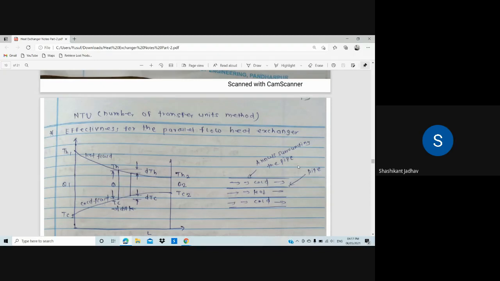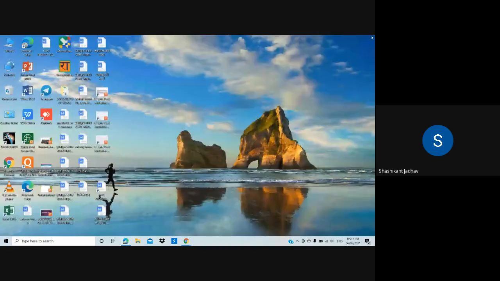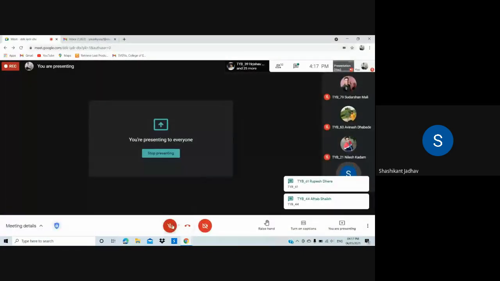So this derivation we have to take in tomorrow's lecture. We have to stop here. All of you put your roll numbers in the chat box. Thank you very much. Remaining part we have to take in tomorrow's lecture.